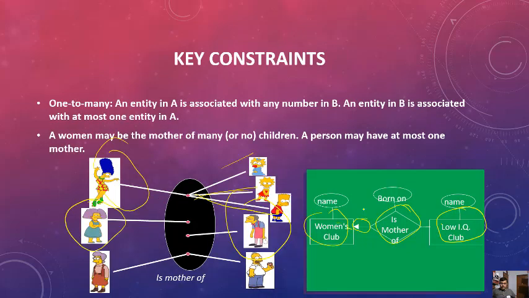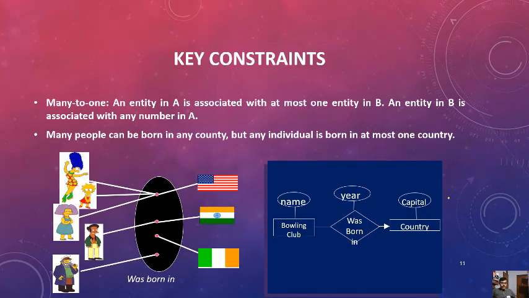The next relationship is many to one. An entity A is associated with at most one entity in B, and an entity B is associated with any number of A. For example, many people can be born in a country, but any individual is born in at most one country.